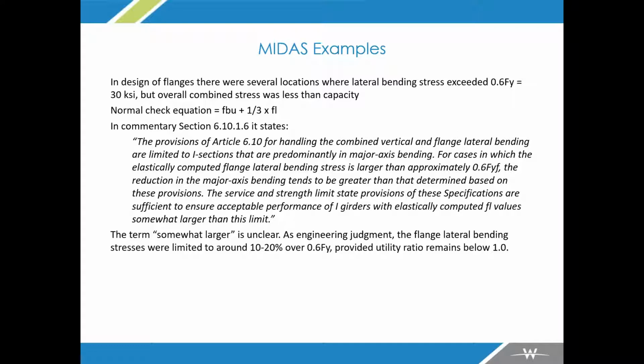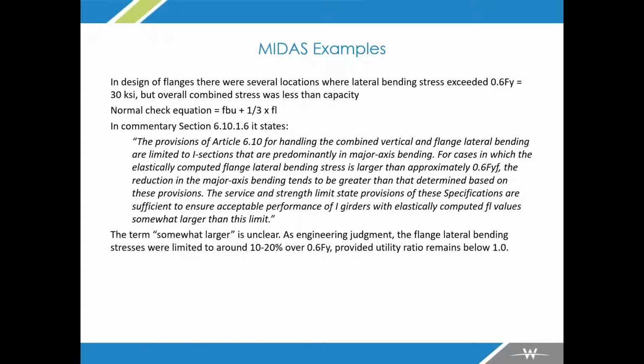And again, that normal check equation FBU, I should explain that, I guess. FBU is your primary main moment or longitudinal moment stress plus 1/3 of FL being your lateral stress in a flange. So you combine those two together as a combined stress check, and then we're going to look at that, and really you're mostly defined by that major axis bending, that FBU. And they've got this limit of 0.6 FY that is sometimes incorporated. They have it as a recommendation.